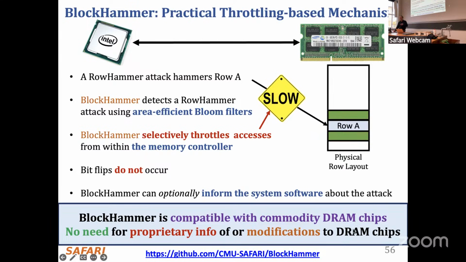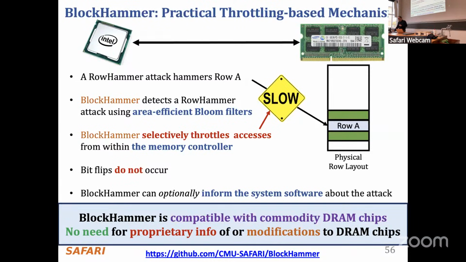If you think about PARA, for example, probabilistic adjacent row activation, that requires information from the DRAM chip because it requires refreshing the adjacent rows. And that information is not available to the memory controller. The memory controller doesn't know which rows are adjacent. This particular solution doesn't require that information, right? Because you're throttling the row that you're accessing too much or too many times.